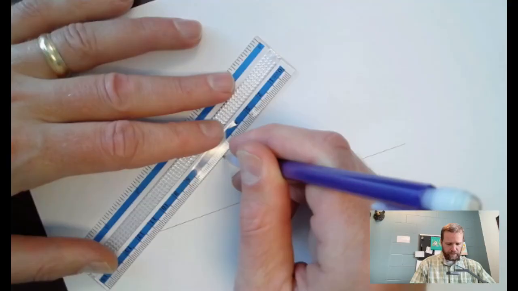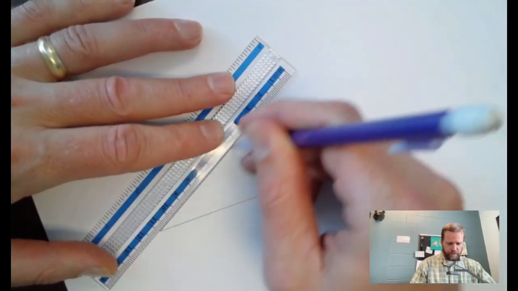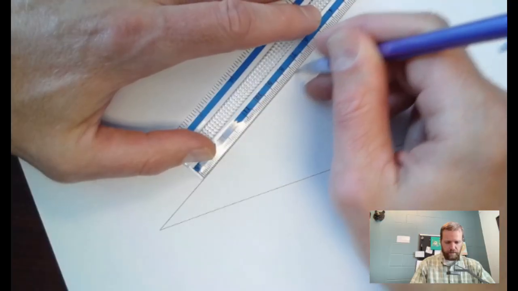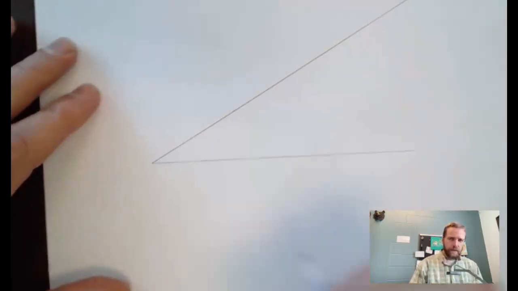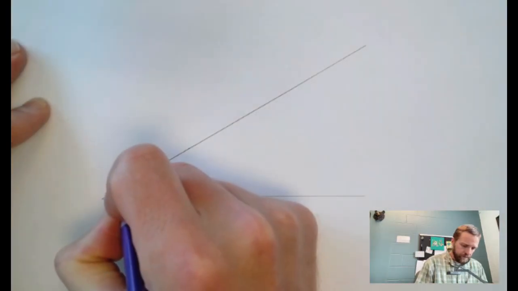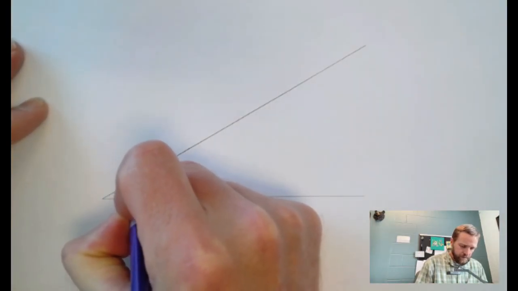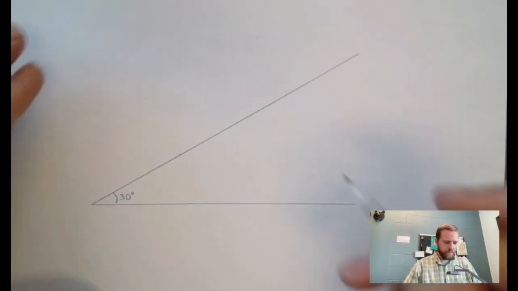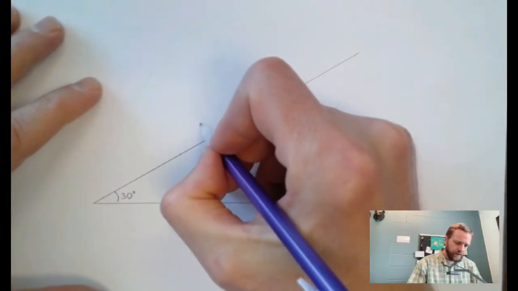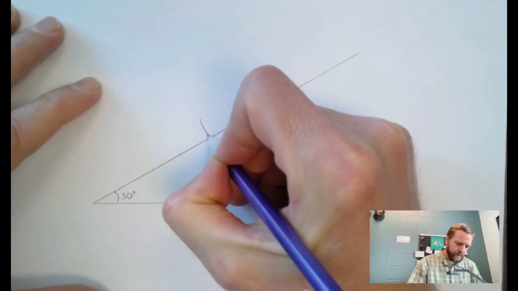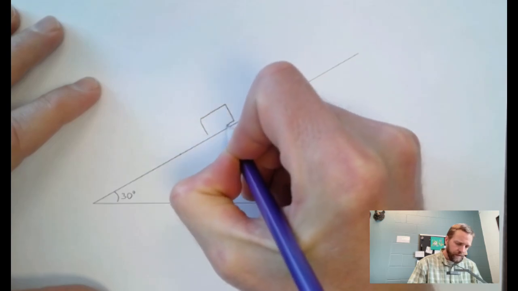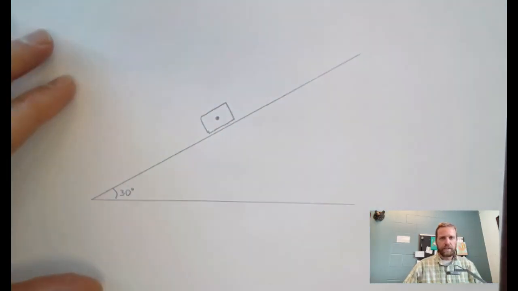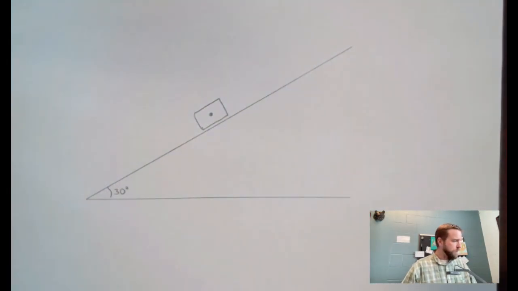You might have had a 20-degree incline in the lab, but this could be any number of inclines. So if you have an incline here, I've made this one 30 degrees. And then the cart is up here on the incline. We'll just represent it as a box like this. And then we want to draw a free body diagram on the box.